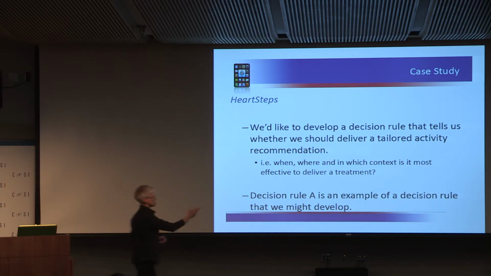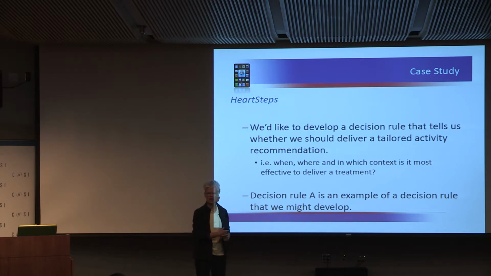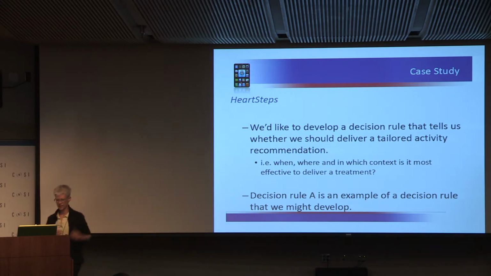And the first decision rule, the one that said the only time you wouldn't provide an activity recommendation is when the weather's bad and your Google Calendar is busy, that's the class that we're looking at. That's a simple example.